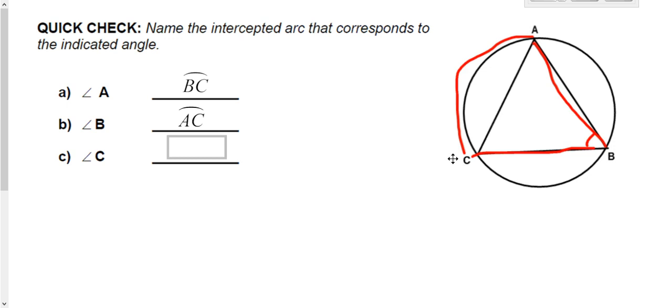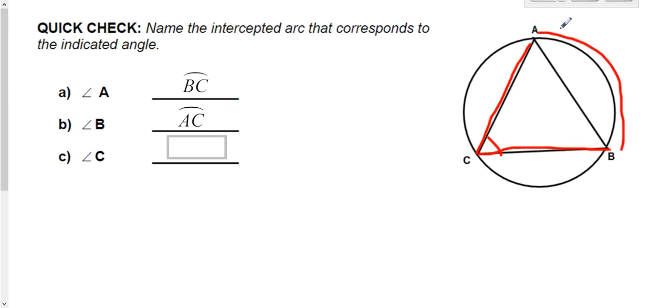AC there. And the last one, angle C. Right here, the sides go up this way and this way, so the arc is from A to B here, or B to A. Take your pick. Knowing which arc is associated with the inscribed angle is the key.